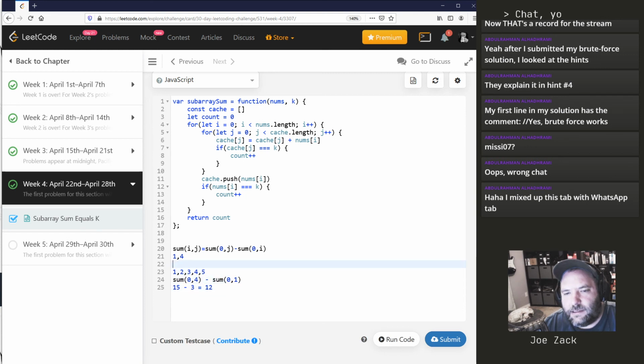So we're saying the sum from 1 to 4 is 12. So if we add these three numbers up, if I did it right, which is not guaranteed, 3, 6, 10, 15, and the sum from 0 to 1 is 3. So they're saying the sum is 12. So it looks like I did something wrong here.